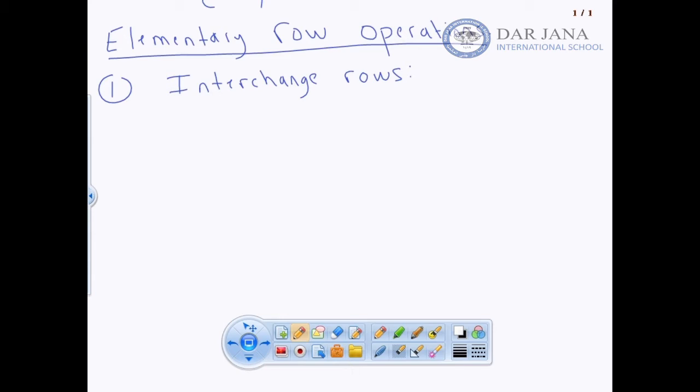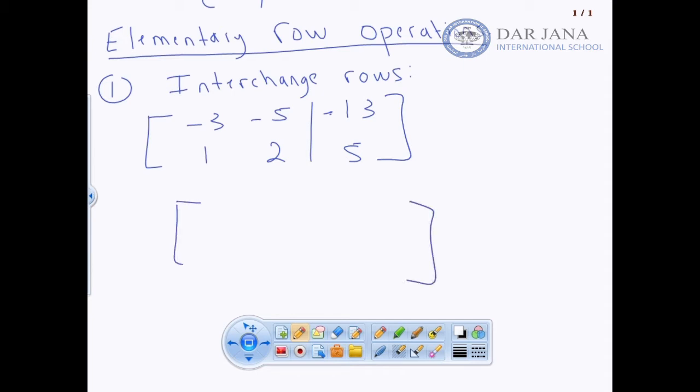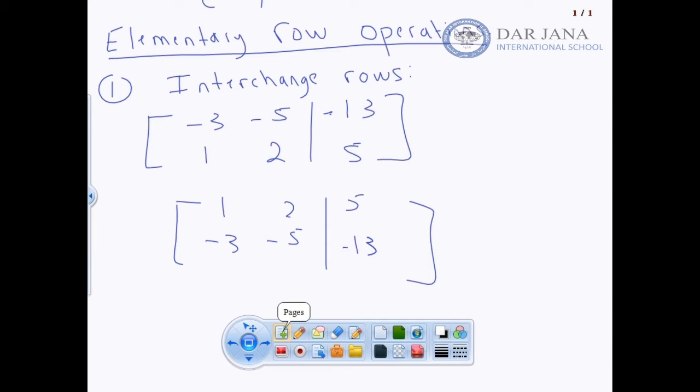I can flip row 1 with row 2. So I can take row 1 and put it instead of row 2, and same thing for row 2, I will put it instead of row 1. Example: negative 3, negative 5, 1, 2, negative 13 and 5. Okay, I will interchange row 1 with row 2. So this is what will happen: 1, 2, 5, negative 3, negative 5 and negative 13. These two augmented matrices are equivalent.